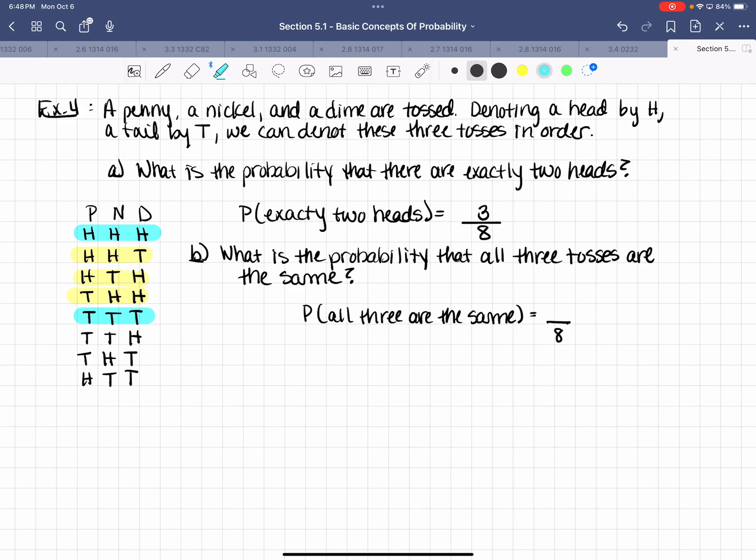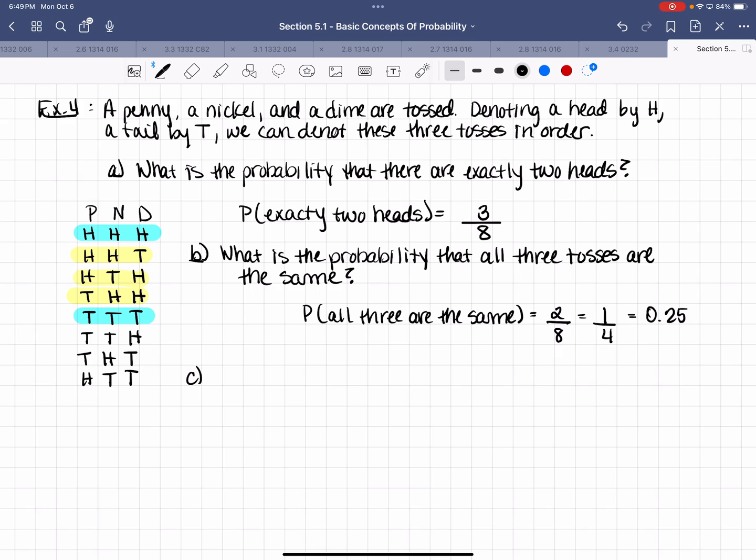2. I can get head, head, head, or I can get tail, tail, tail, right? But all 3 of them are the same. So that gives me 2 out of 8, which is 1 out of 4, which is 0.25. Okay? So pretty much you have a 25% chance of getting tail, tail, tail, or head, head, head. Getting them both as all 3 the same. Okay?